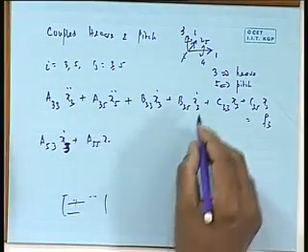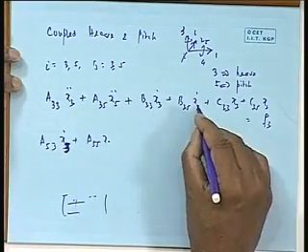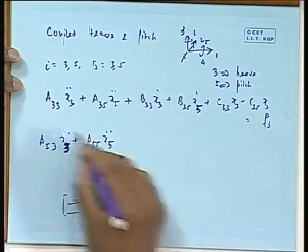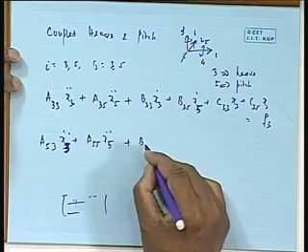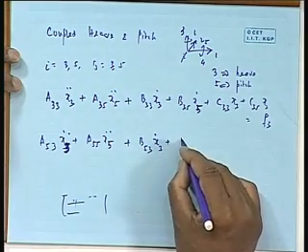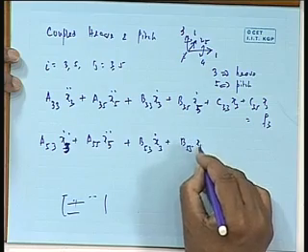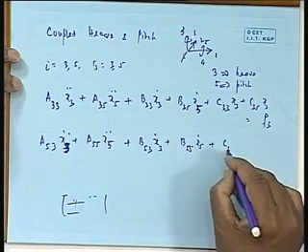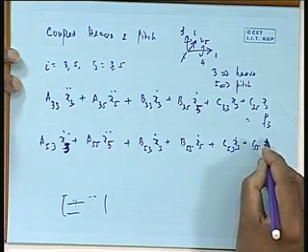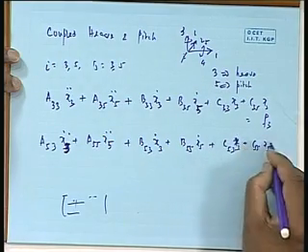I think I am making a mistake here. This will be 5 here. This is 3. This is 5, plus b53 x3 plus b55 x5 plus c53 x3 plus c55 x5. Oh, sorry, the dot is not there. Like that, okay.